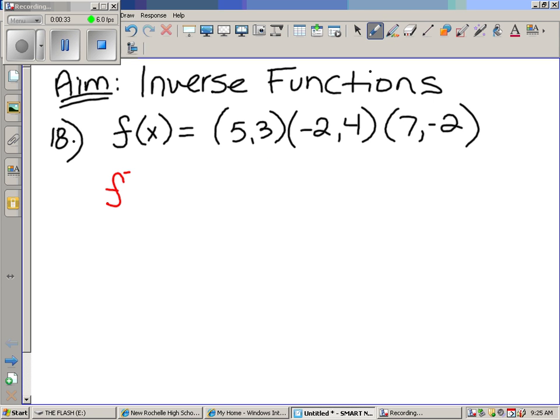You take the original like this. You put that sign up there. That means inverse. And then you switch the numbers.